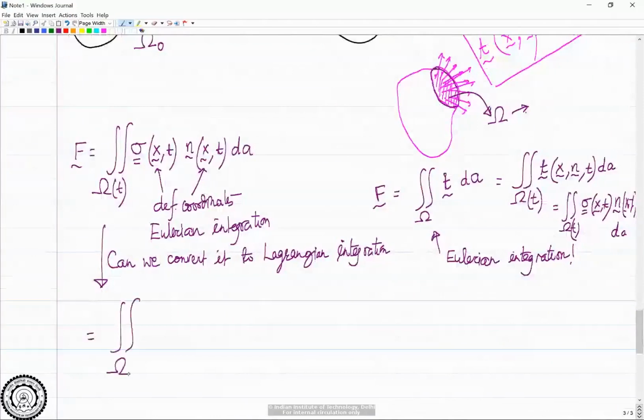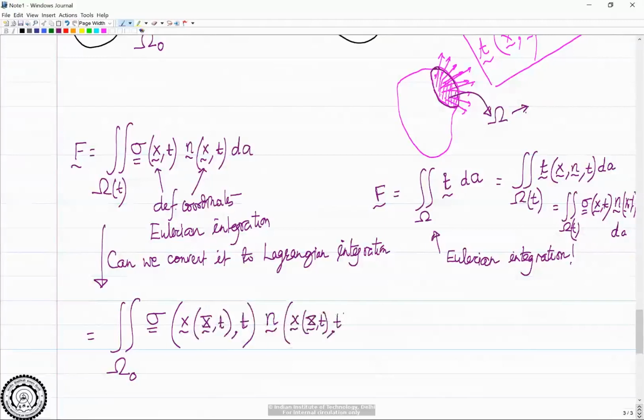Obviously the domain has to be omega naught, isn't it? And this will not be a function of time anymore. It's the deformed surface which is a function of time, but the undeformed surface is independent of time. Now what other things have to be changed? In the formula for sigma, you will then say that small x becomes a function of big X comma time, and then you have a time also present here. Similarly, in the argument of the normal vector small n, you will say that small x is a function of big X comma time, with an explicit dependence on time also, and then dA is also there.